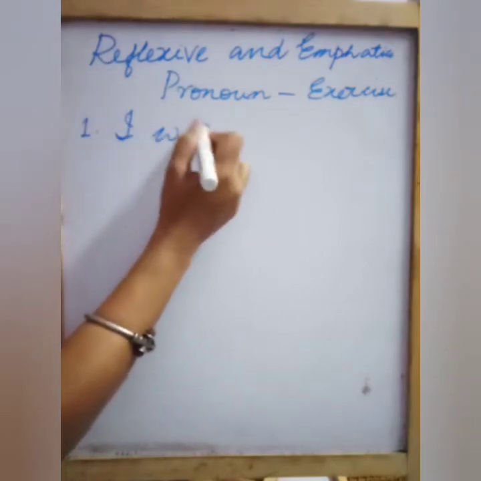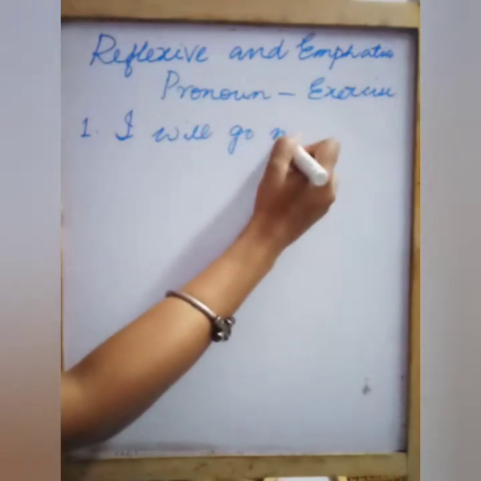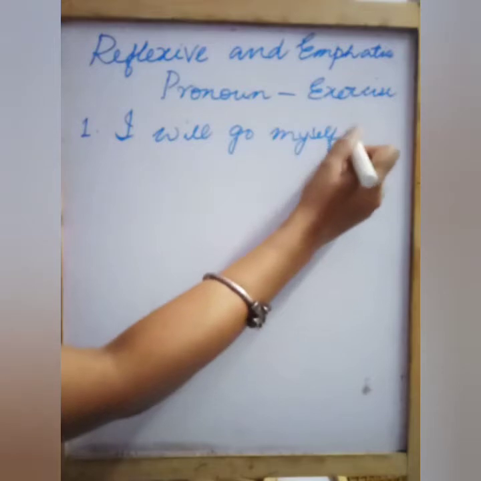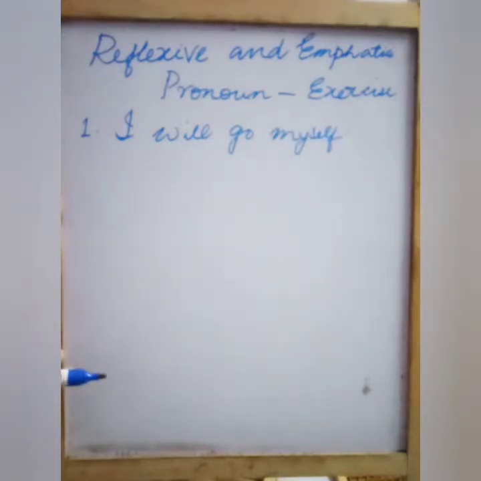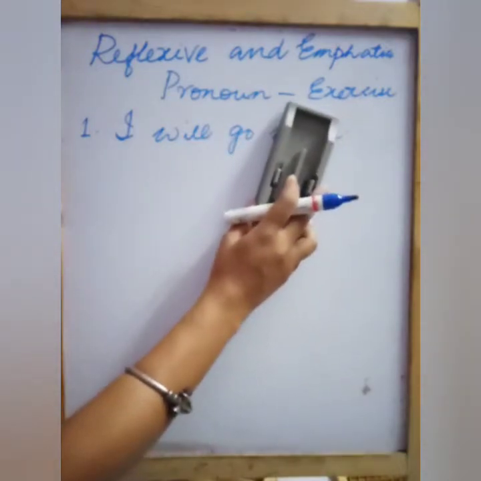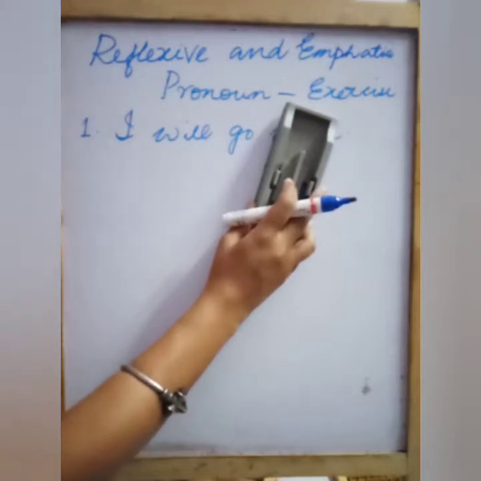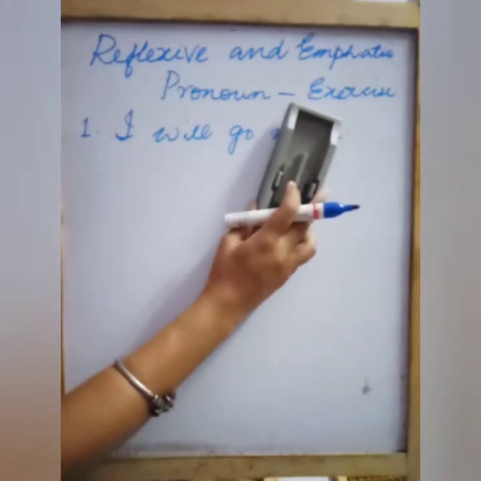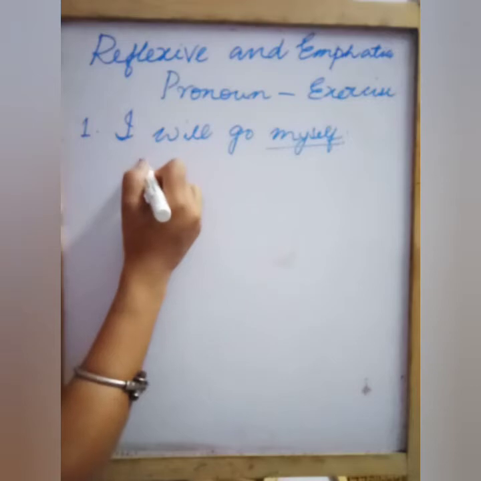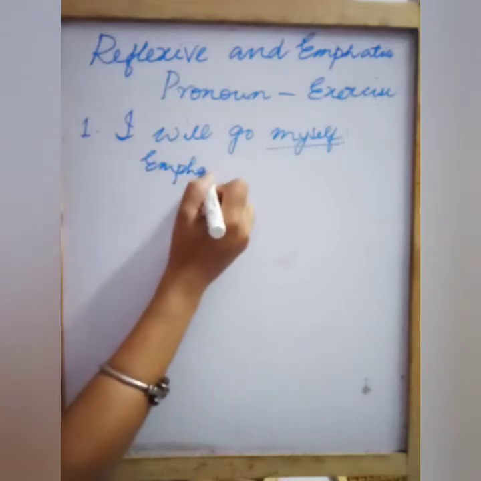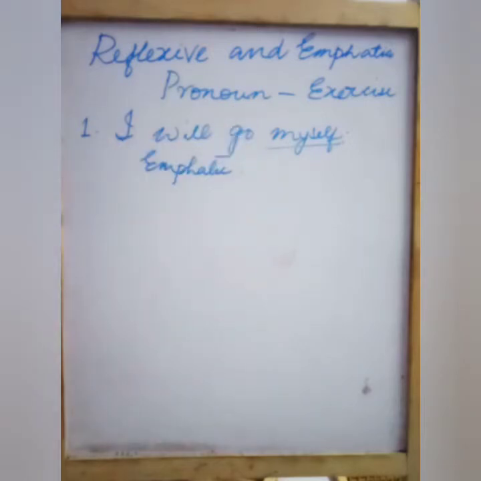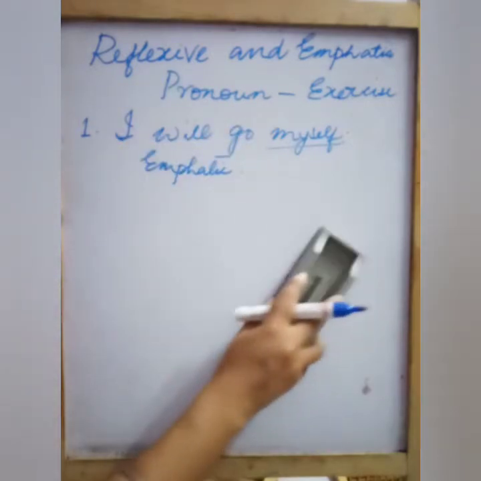I will go myself, isn't it? I will go myself. Now just because myself is there, don't confuse whether it is reflexive or emphatic. What is the trick? How will we identify? If I do not use the word or the pronoun myself, does the sentence make sense? I will go. It makes sense, isn't it? So this is what? This is emphatic pronoun. Emphatic. Because here we are supposed to identify the pronoun. Right? Okay, let's do the next one.